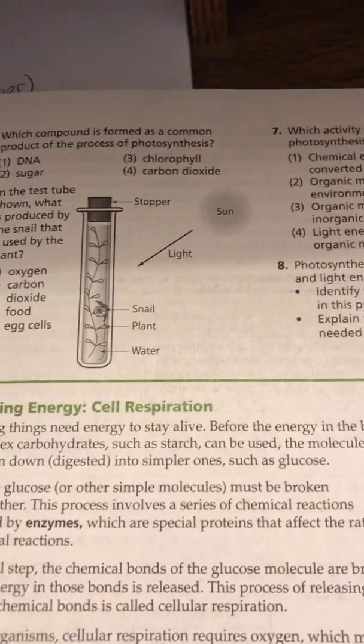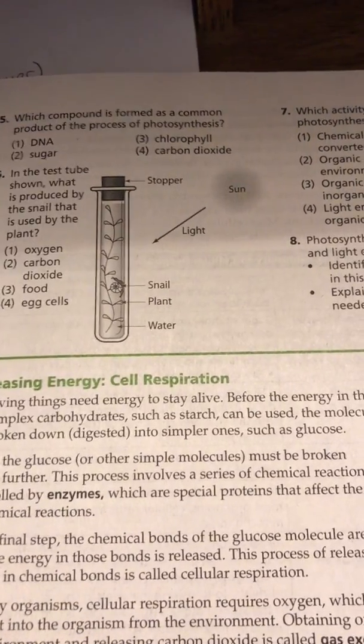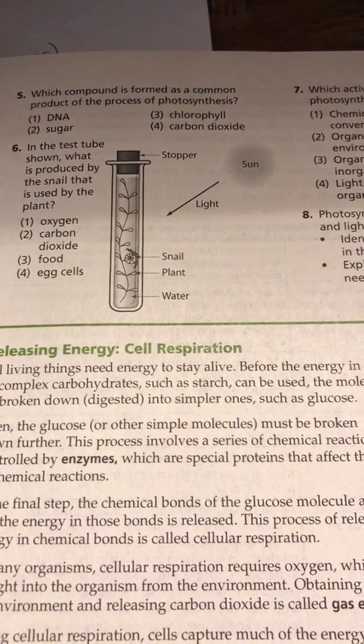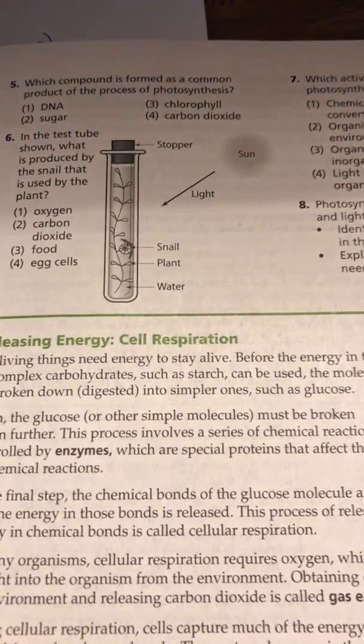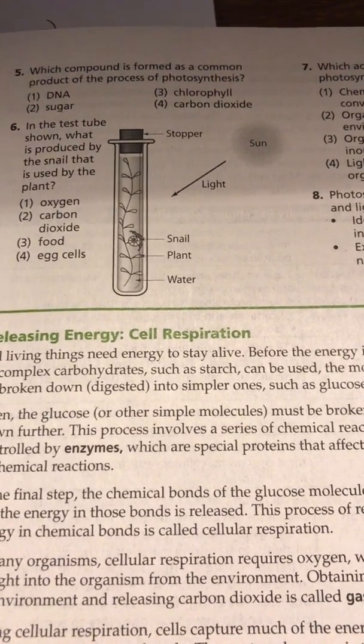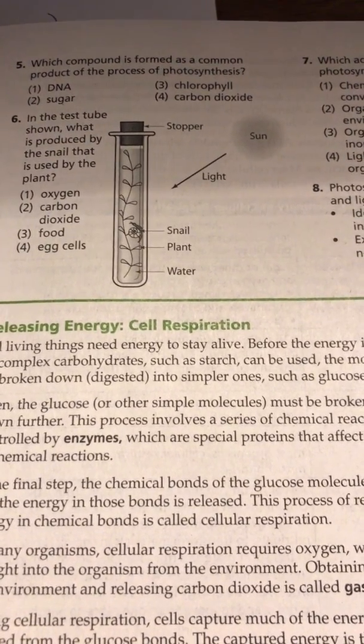Number 5. Which compound is formed as a common product of the process of photosynthesis? Number 6. In the test tube shown, what is produced by the snail that is used by the plant? 1. Oxygen. 2. Carbon dioxide. 3. Food. Or 4. Egg cells.